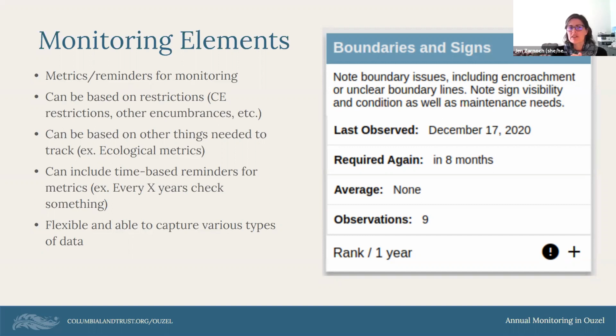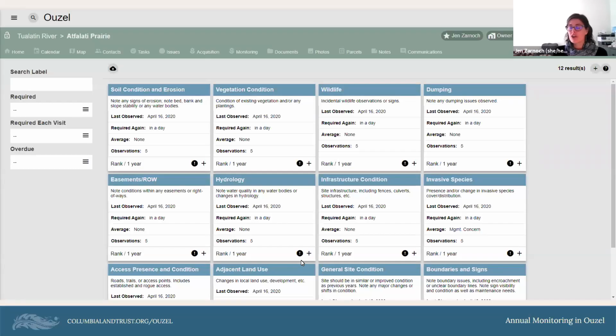And so we initially set ours up all at 1 year. You can see that right here. But we're in the process of reviewing all of ours and seeing where we might change that. But the point is, these are super flexible. We'll look at the different types of data you can collect with elements and how you might tailor them to your monitoring. And we'll use ours as an example, of course.